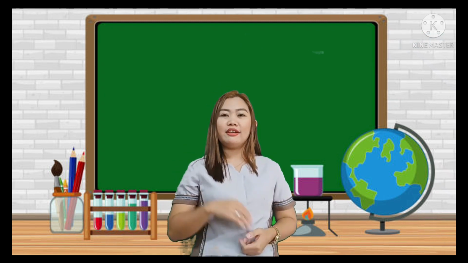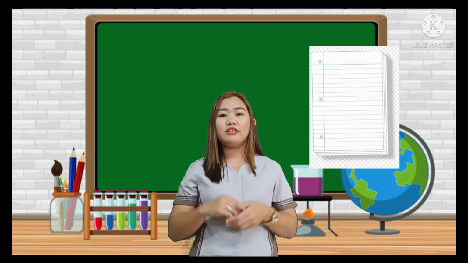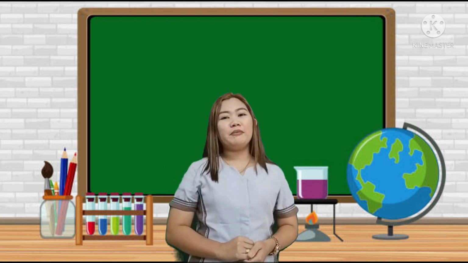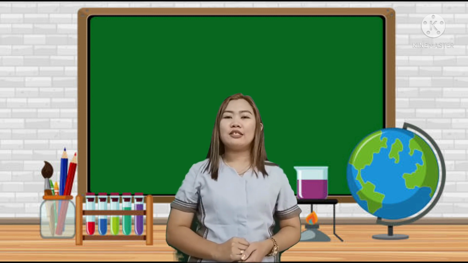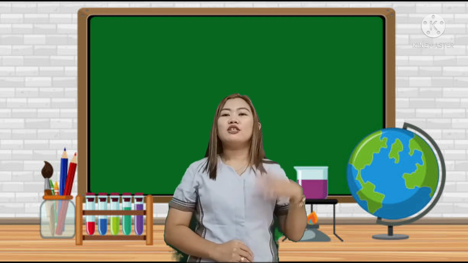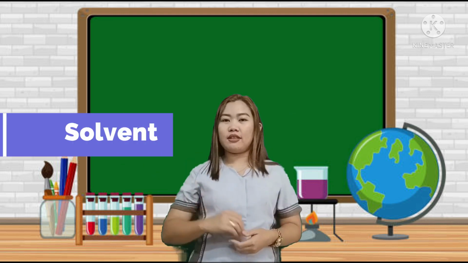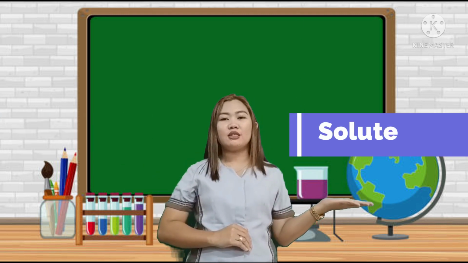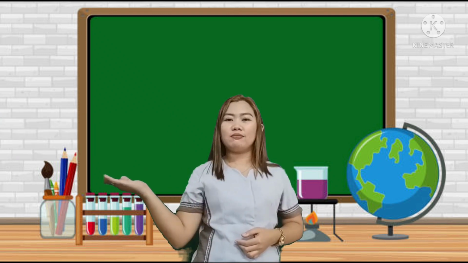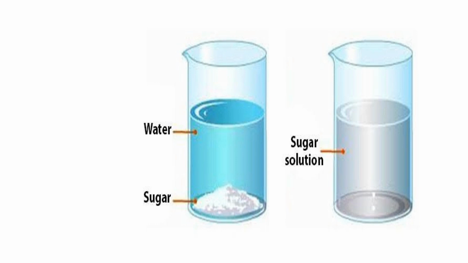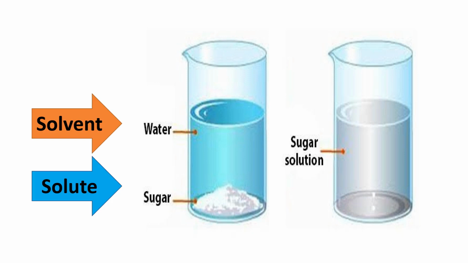Before we start, grab your pen, paper, and your self-learning module. In our previous lesson, you have learned about solutions. Solutions have two components, namely solute and solvent. Solute is present in a smaller amount while solvent is present in the greatest amount. If you mix sugar into the water, the solvent will be the water and the solute is the sugar.